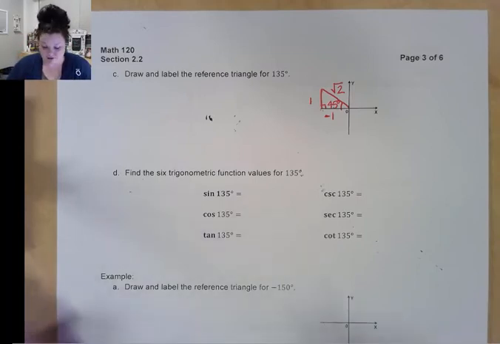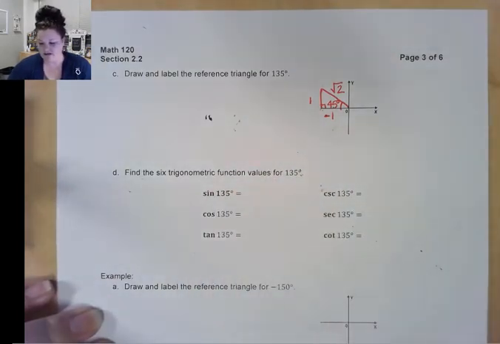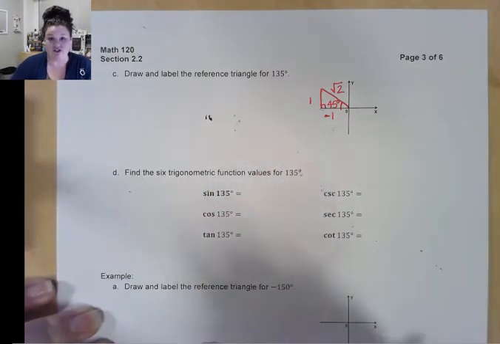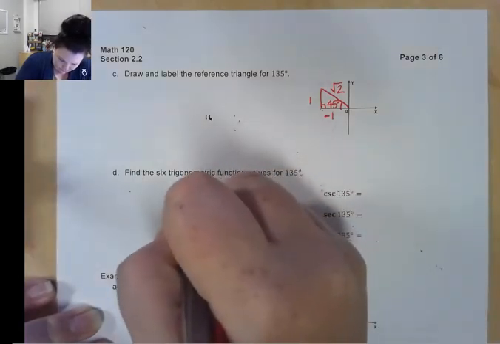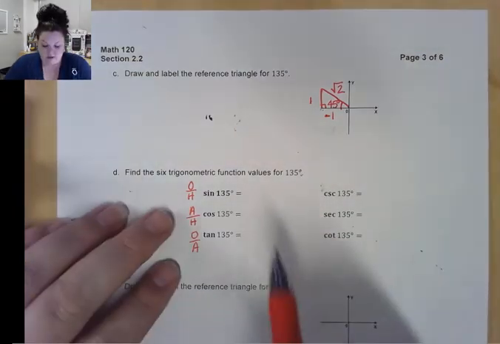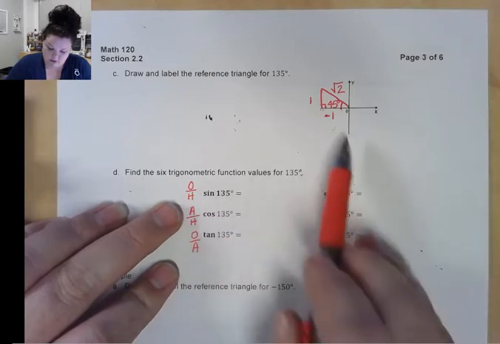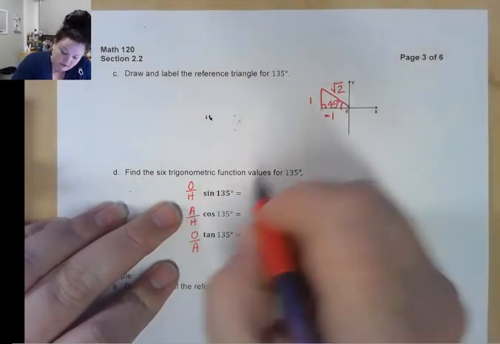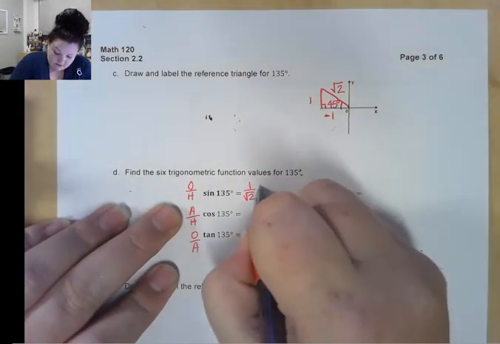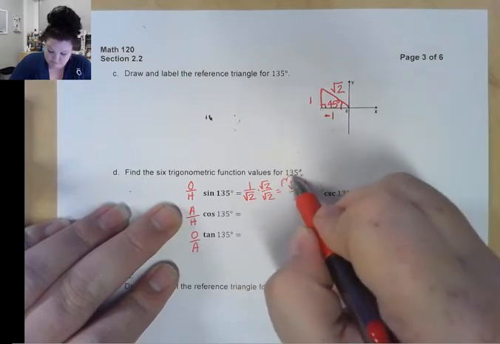All right, so now that I have my triangle labeled, now I should be able to find the 6 trig functions. So I'm going to go ahead and label sine. Sine, cosine, tangent is SOHCAHTOA. So for my sine, I need opposite over hypotenuse. So opposite is 1 over my hypotenuse, which is square root of 2. And then I rationalize my denominator. So 1 over square root of 2 gives me square root of 2 over 2.